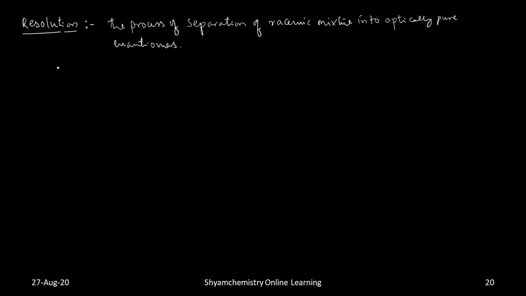So to separate enantiomers from racemic mixtures, we can use different techniques. Those techniques are known as resolution techniques. Okay. So we have different resolution techniques.